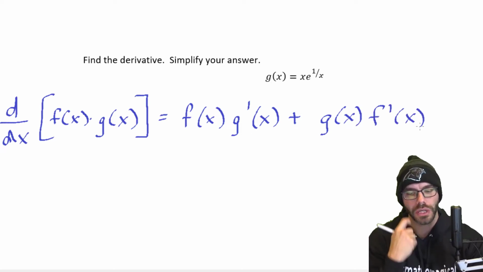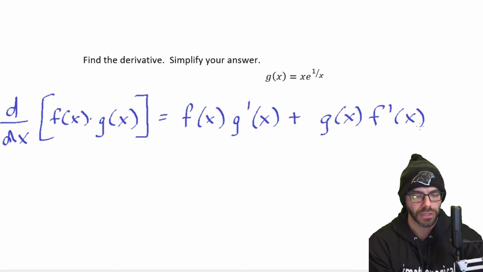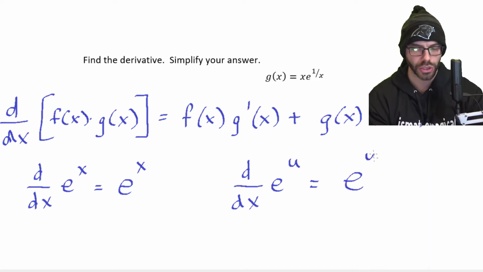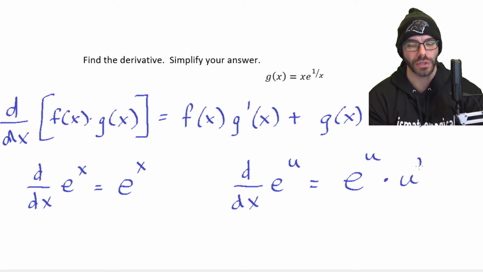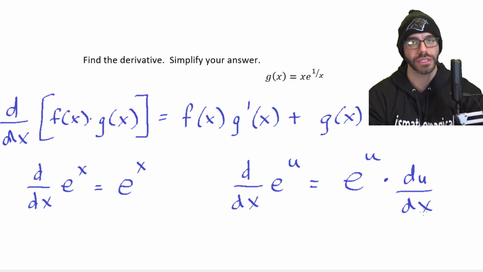Now let's also review taking the derivative of an exponential function. So remember, the derivative of e to the x is e to the x. However, notice the exponent of the e there is not just x, it's 1 over x. So we have to take the derivative with respect to x of e to the u, which is going to be e to the u times u prime, or e to the u times du dx. Like that.